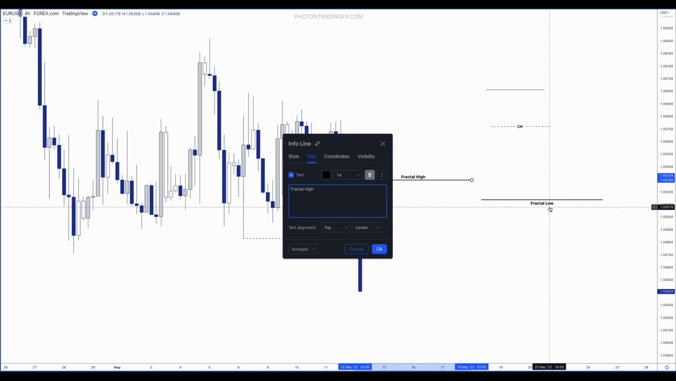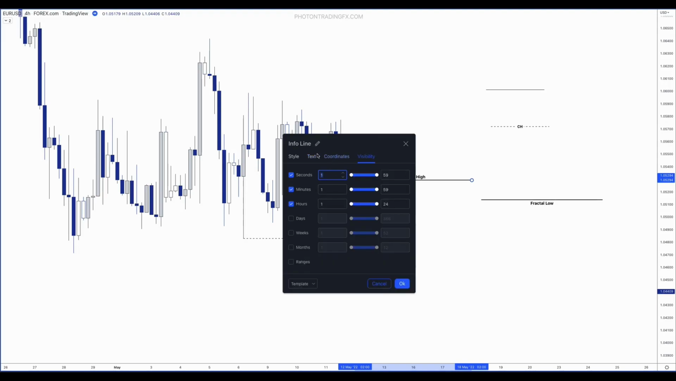So like fractal high, I've done fractal low for the other one, right? Because you can put the text in the middle or the bottom, center, left or right. You can play around with that. It's all reasonably self-explanatory: text size, color, etc., what time frames it will appear on, all that fun stuff.